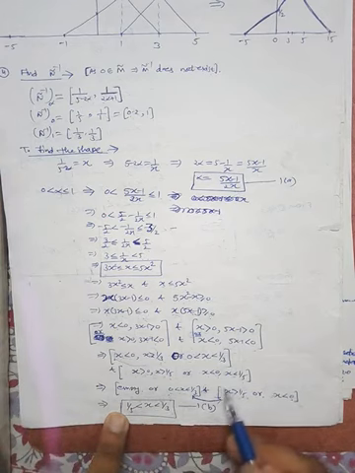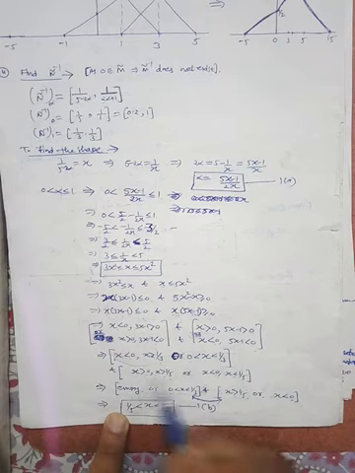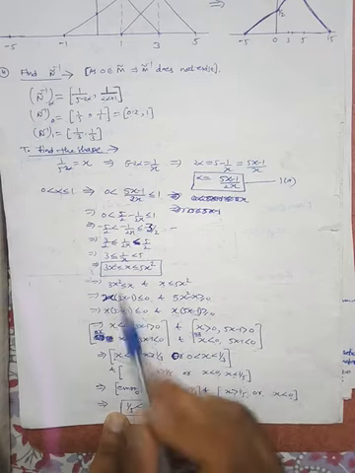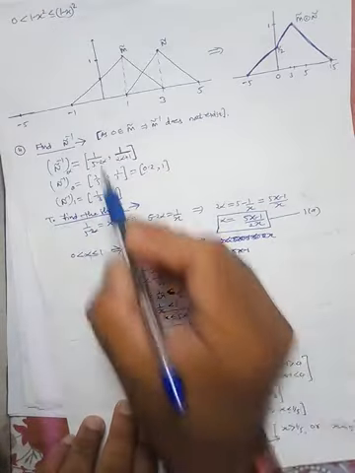That means from here x is greater than 1 by 5, and from here x is less than 1 by 3. So this will satisfy the first part and the second part both. So this is the range. Okay, now similarly this is for this part.